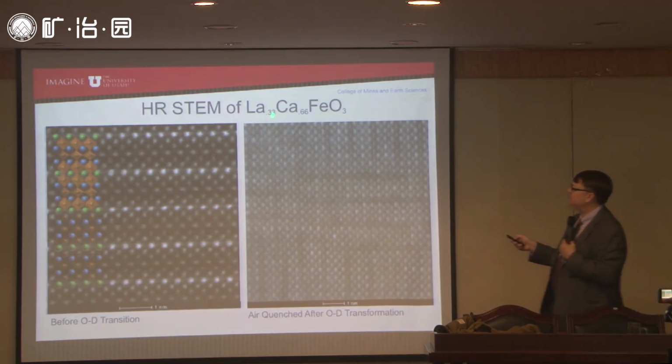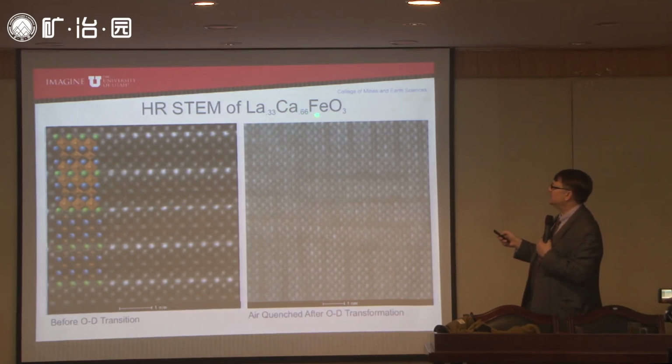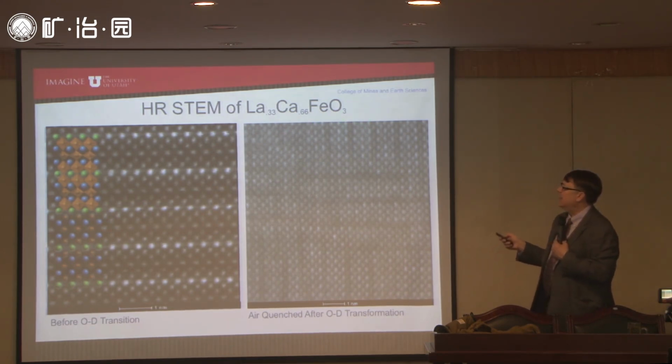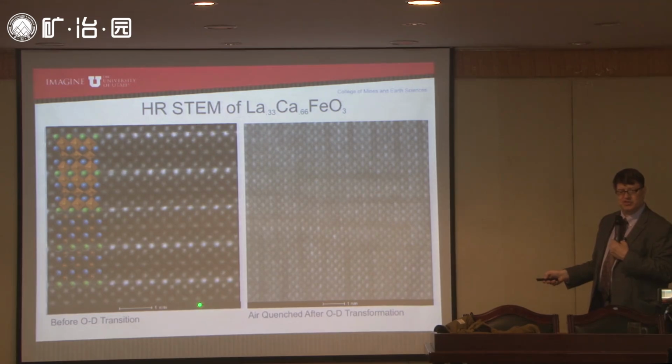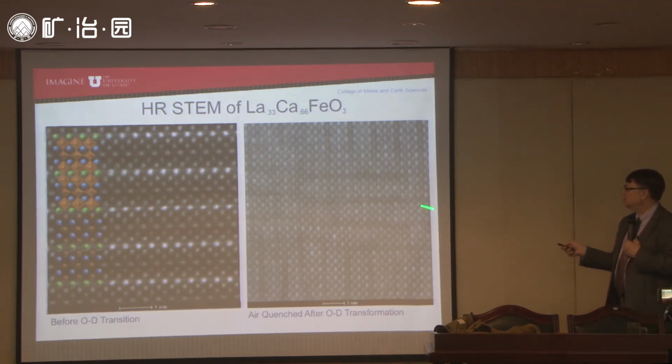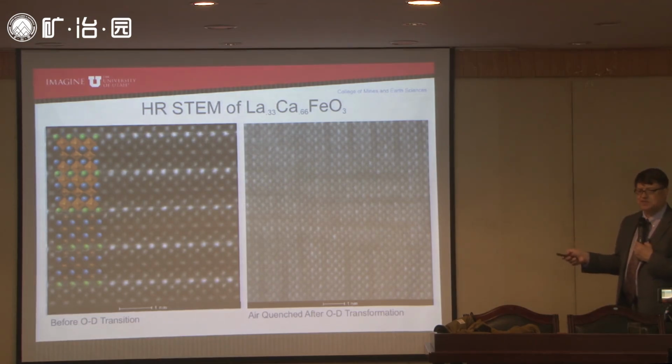So this is lanthanum 0.33, calcium 0.6, iron 0.03 roughly. This is the Grignard phase. This is the ordered structure that I showed you earlier, and this is the disordered structure. See, no Z contrast here, or very little. So again, this is the ordered Grignard phase, the low temperature phase, and this is what happens if we heat it up above 1320 degrees C and quench it to room temperature. So they look quite different.